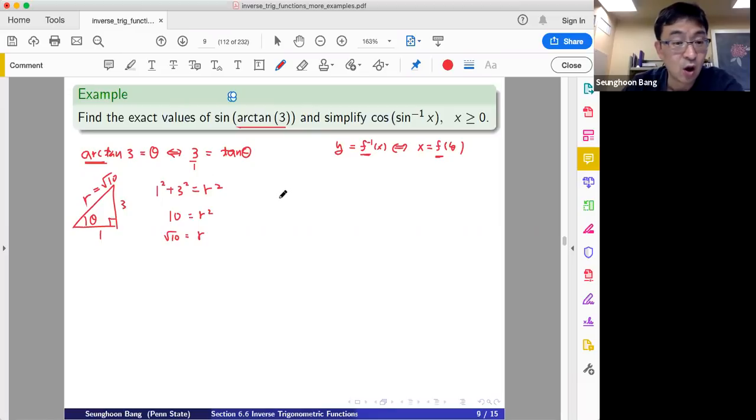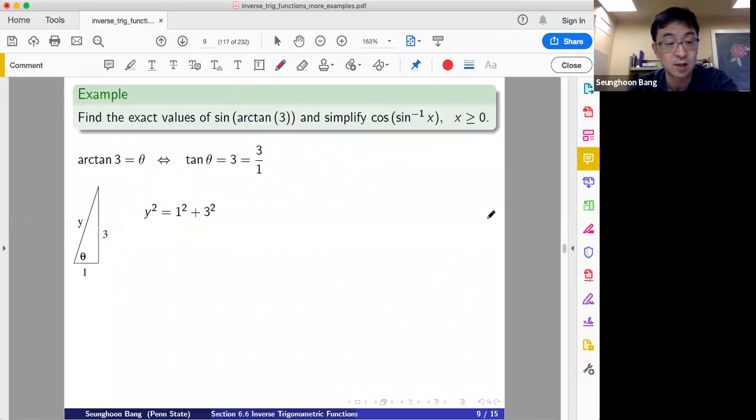Next, you can plug in here. What's the arctangent of 3? Theta. You plug into here. So what's that? Sine of arctangent of 3 is sine of theta. You can find sine of theta by using the right triangle again. What's sine theta? Exactly the opposite over hypotenuse. We have 3 over square root of 10. That's it. This is the final answer for solving this problem.